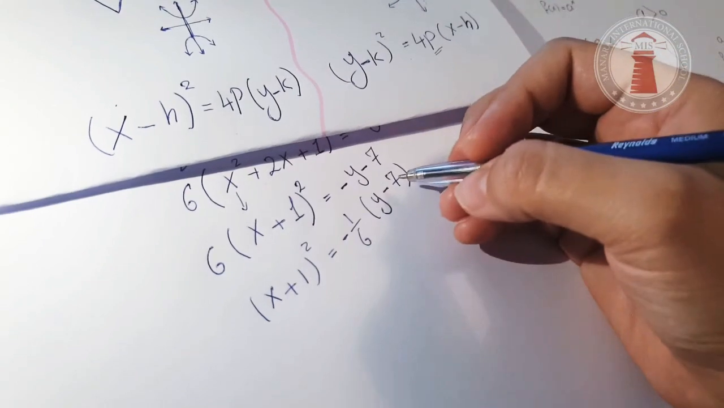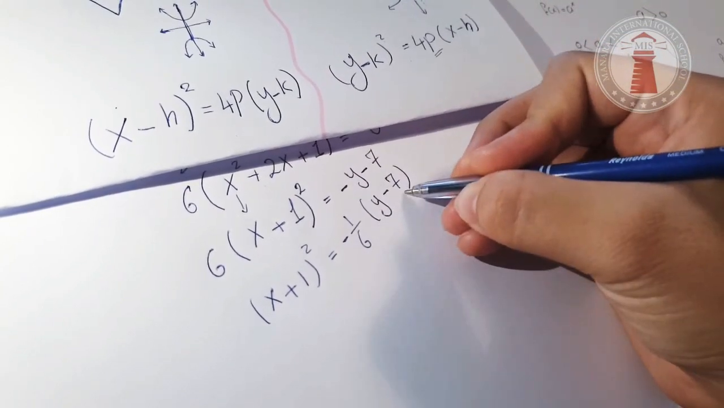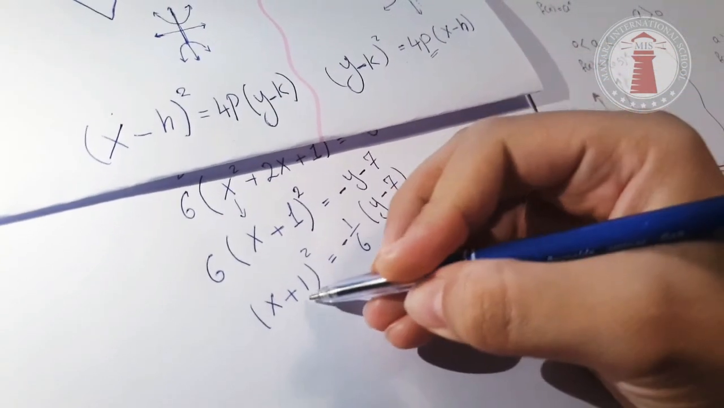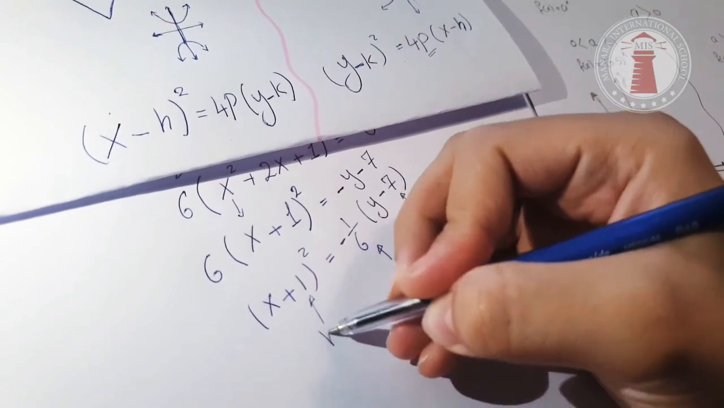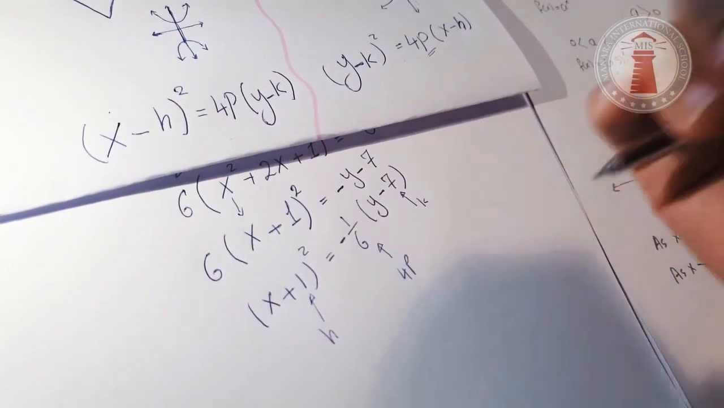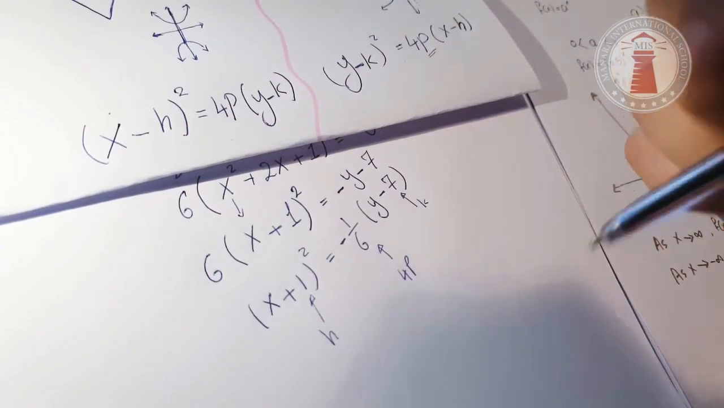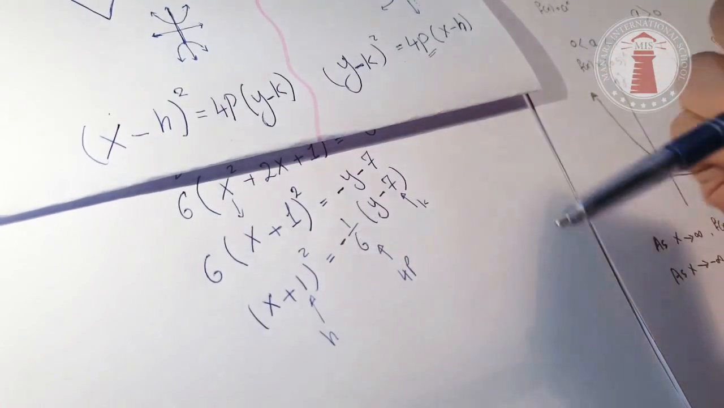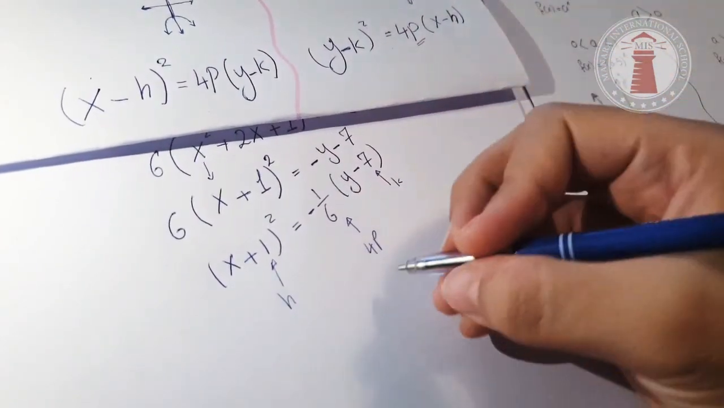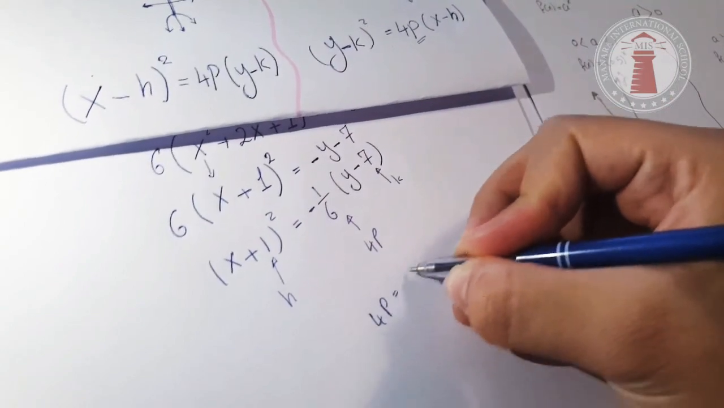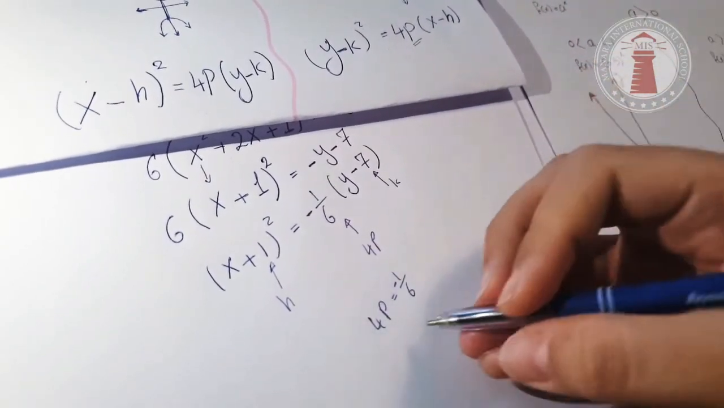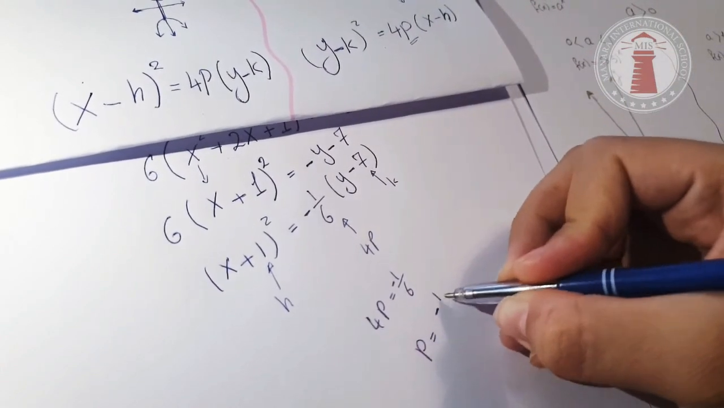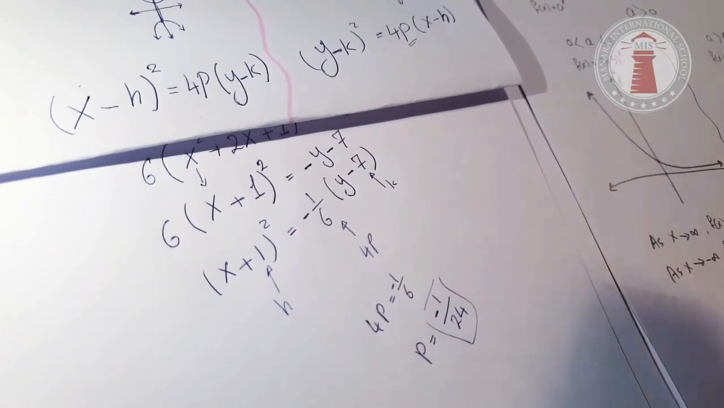So again, here we already had k. This is our k. This is the 4p, and this is h. The negative here shows you if it looks down or left, depending on whether it's a horizontal or vertical parabola. In this case, it's a vertical parabola, so it's going to look down because there is a negative sign here. So to find p, 4p is equal to negative 1 over 6, which means that p is equal to negative 1 over 24 units.